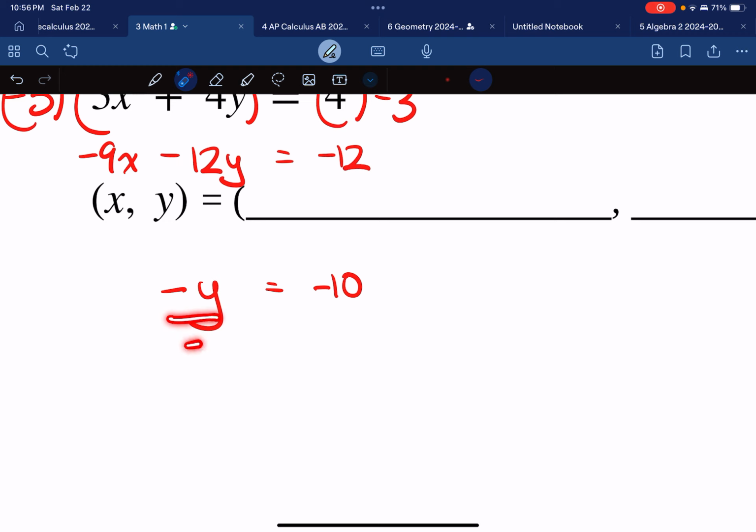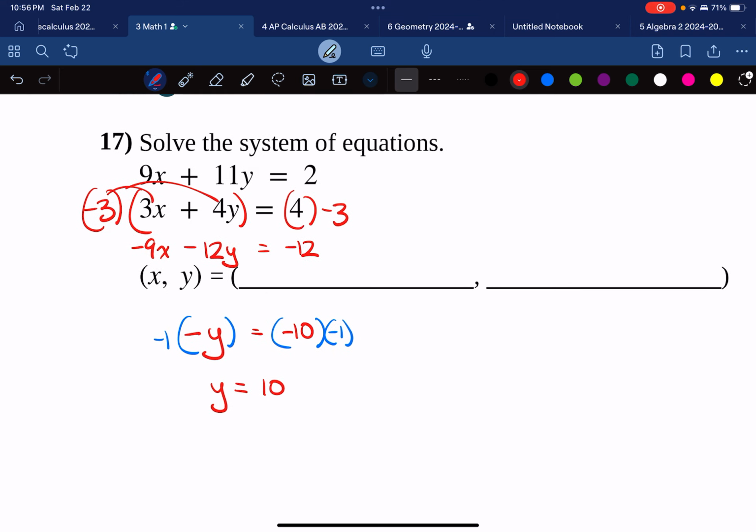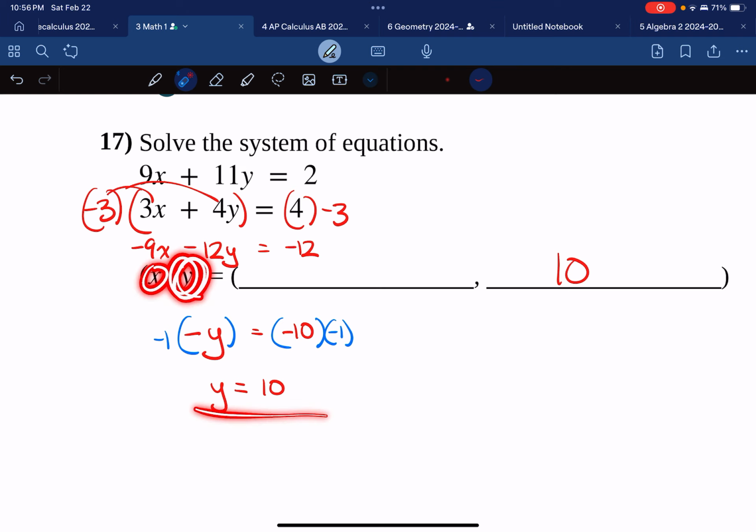A lot of students here will divide by -1, which is correct, but I'm going to be cooler than you, and I'm going to multiply both sides by -1, and I'm going to get y is equal to positive 10, which means that the second coordinate is 10 because it goes x and then y, which is what we just solved for.